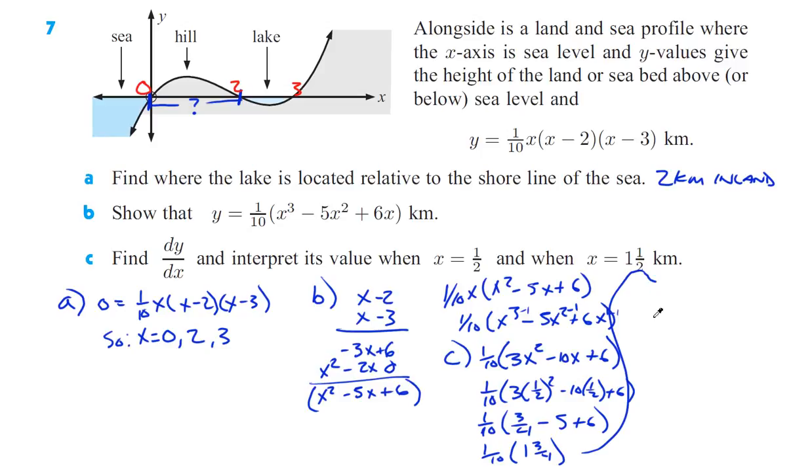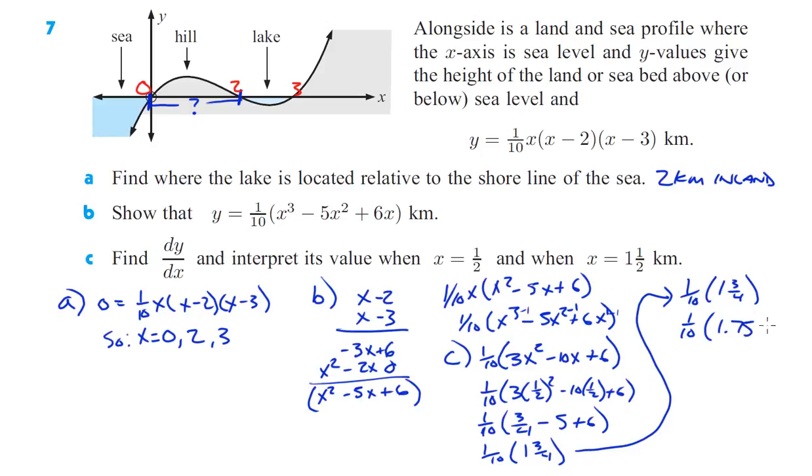Oops, kind of drew through the middle of that, sorry. Okay, so 1/10 times 1 3/4. Okay, let's try this. We've got 1/10. I'm going to turn 1 3/4 into 1.75. So multiply that by a tenth, and we get 0.175. Okay, so it says find and interpret the value when x equals 1/2. So when we plug in a half, we get 0.175.